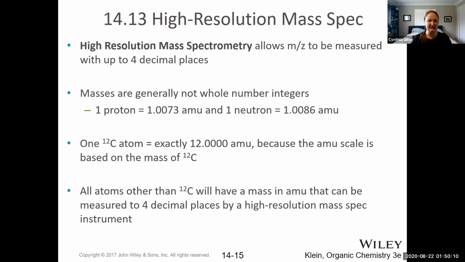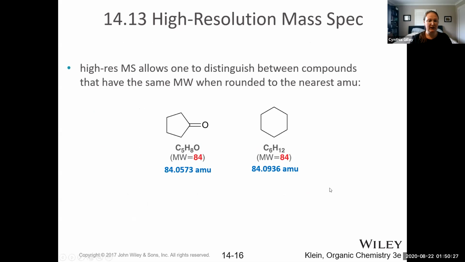Because the atomic mass unit is based on carbon-12, the value for carbon is 12.0000. But for all other atoms, there will be some numbers after the decimal place. So for example, let's say we were taking a mass spec of an unknown. With a low resolution mass spec, we might see that the molecular ion is 84. But 84 might correspond to C5H8O or C6H12. And we wouldn't really know which one it is.